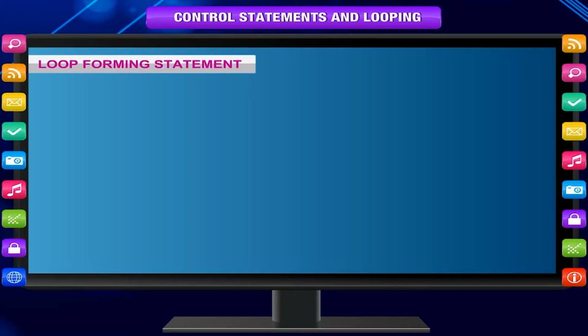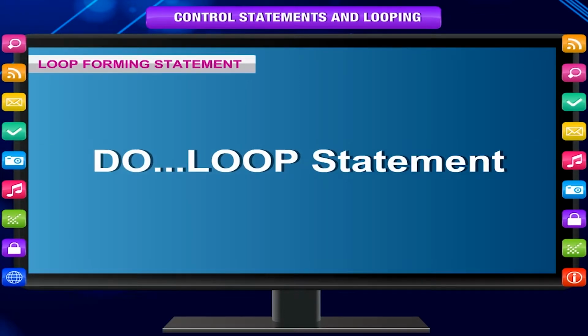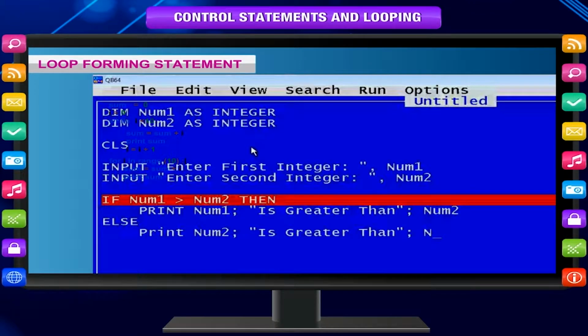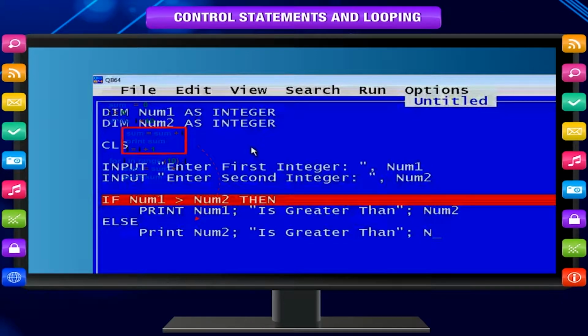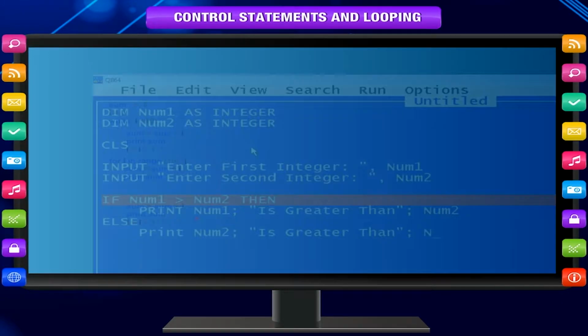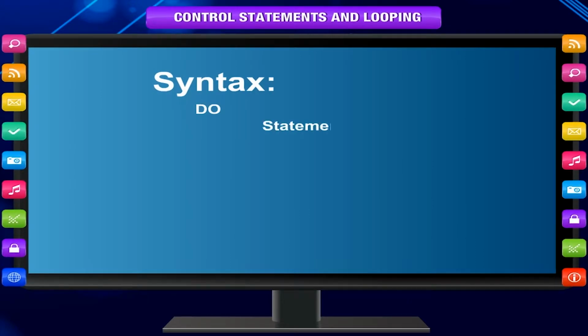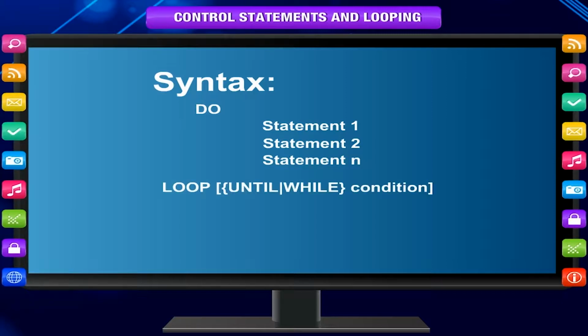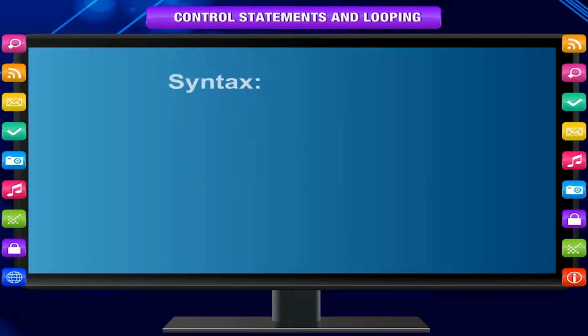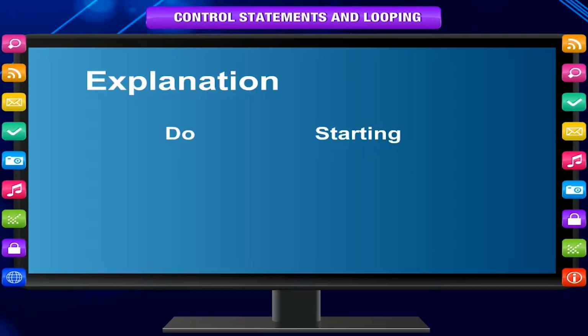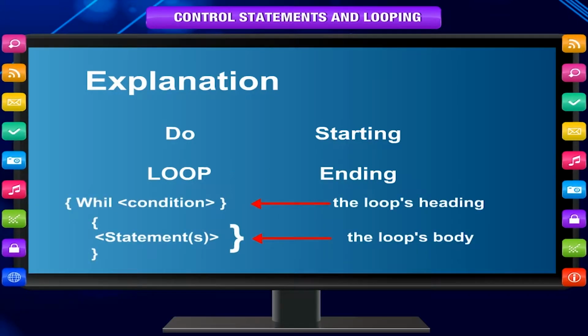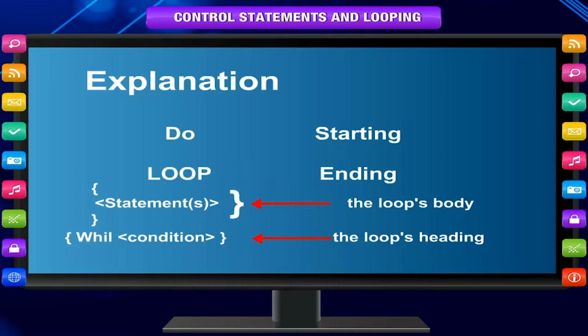Loop forming statements. Do loop statement. Do loop statements are used in programs to repeat code or return to the start of a procedure. Syntax: Do, statement 1, statement 2, statement n, Loop, Until or While, condition. Explanation: the Do statement denotes the beginning and the Loop statement denotes the end of a Do loop, where the program jumps to the beginning of the loop if the optional condition is true.